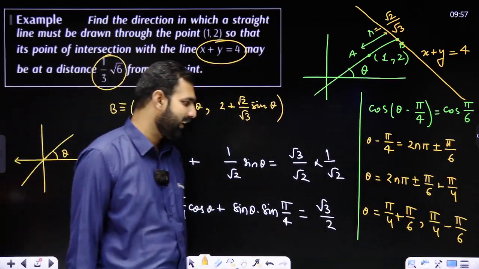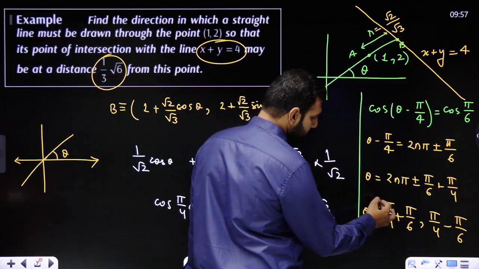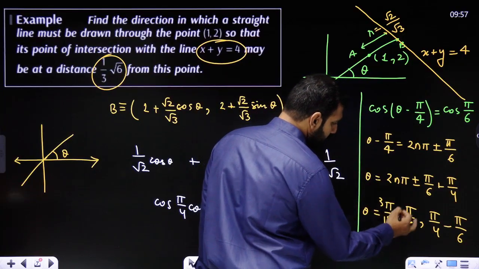Now, pi by 4 plus pi by 6, what do I get? I hope you can see it very clearly. Pi by 4 plus pi by 6, if I simply take the LCM, it is going to be 3 pi by 12 plus 2 pi by 12.